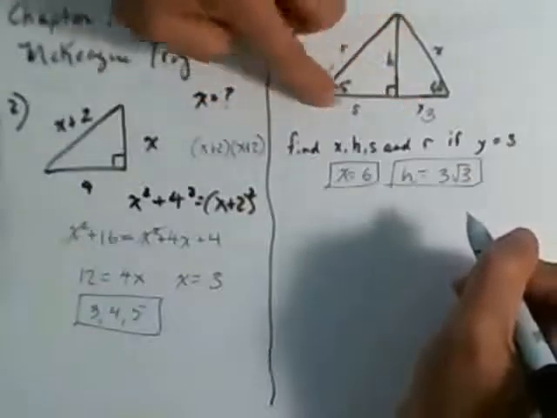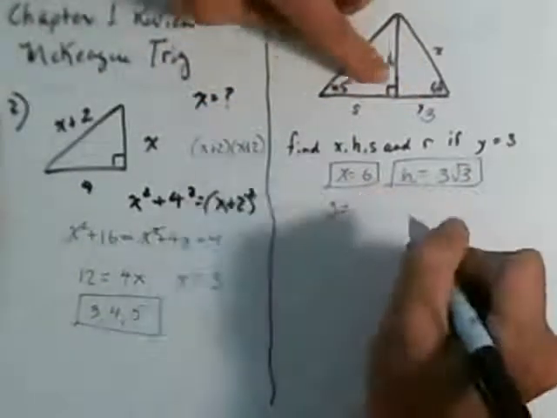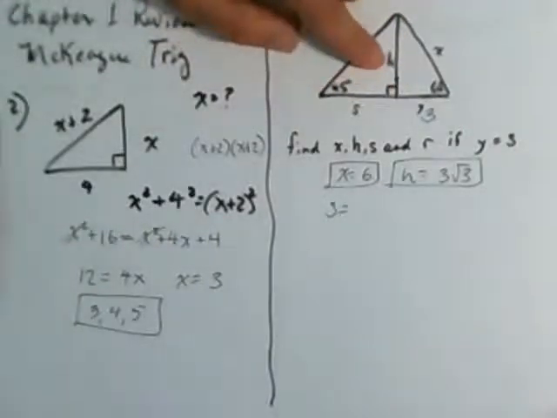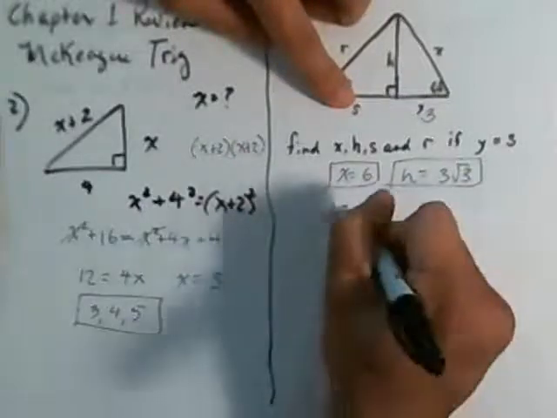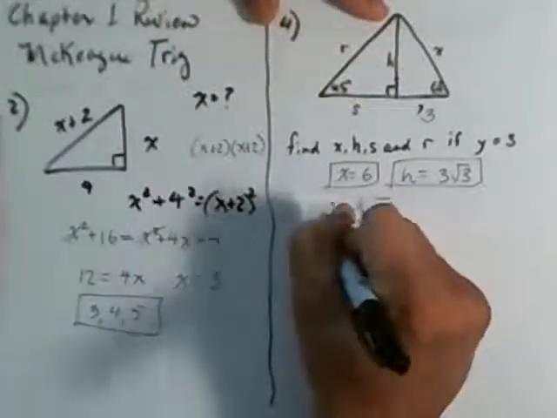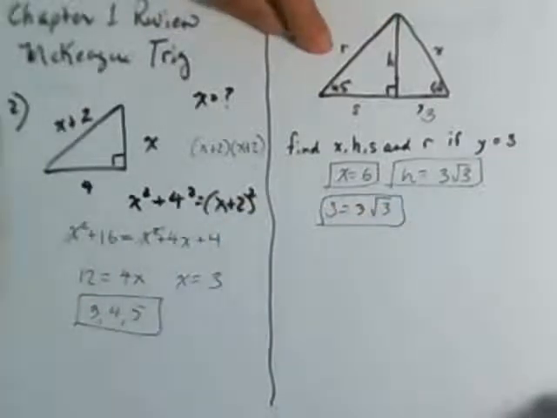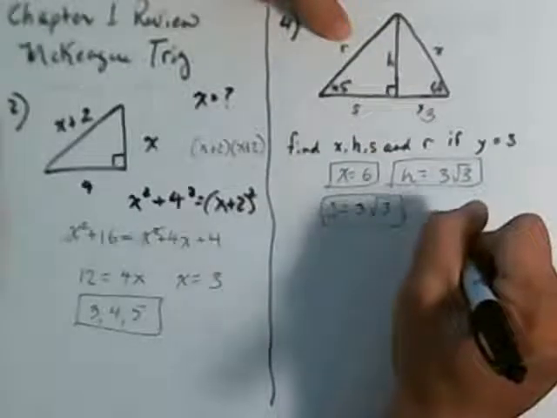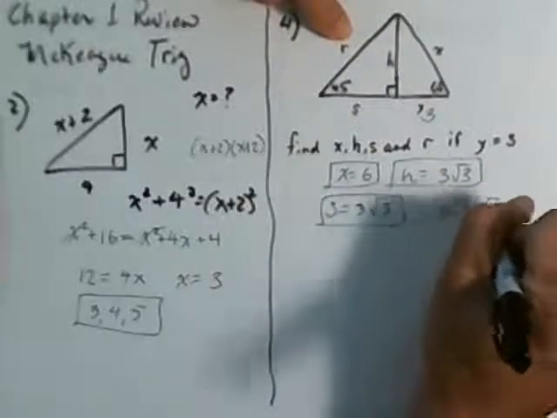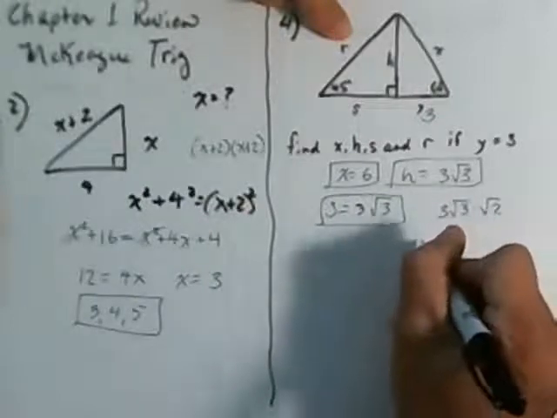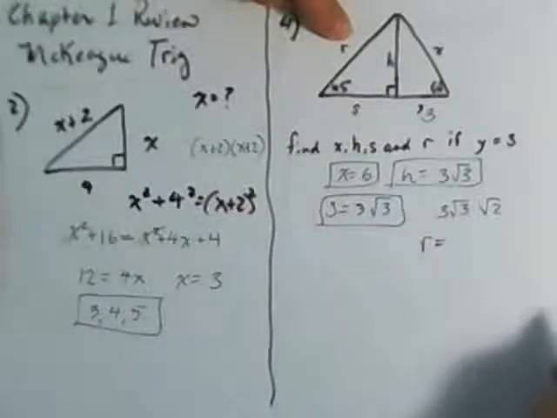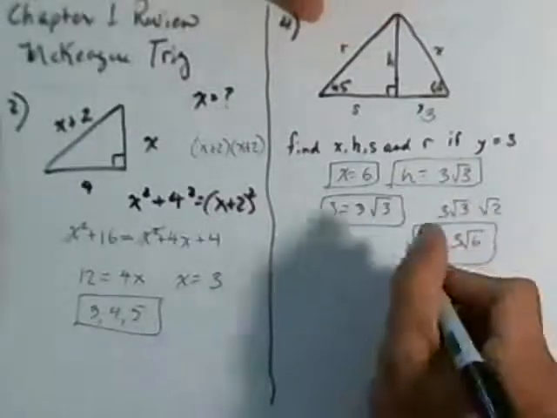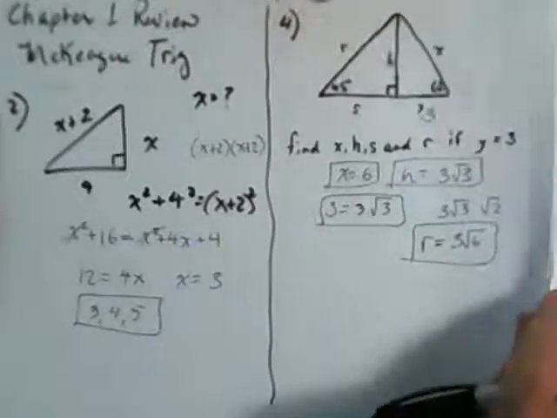From here, we know that it's a 45-45-90. Since this is a leg of a 45-45-90 triangle, we know that s is going to equal 3 root 3 as well. And to find r, to go from the leg to the hypotenuse, you multiply by root 2, so it's 3 root 3 times root 2. Root 3 times root 2 is root 6, so the r value is going to be 3 radical 6. There you have it, and so you found all of them.